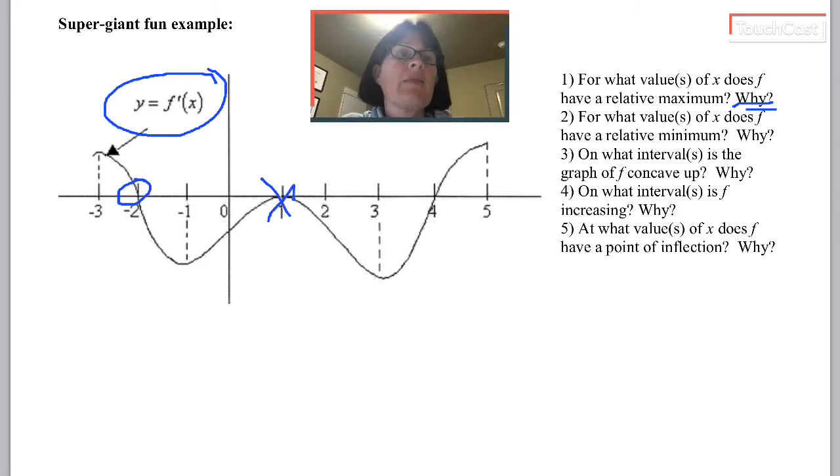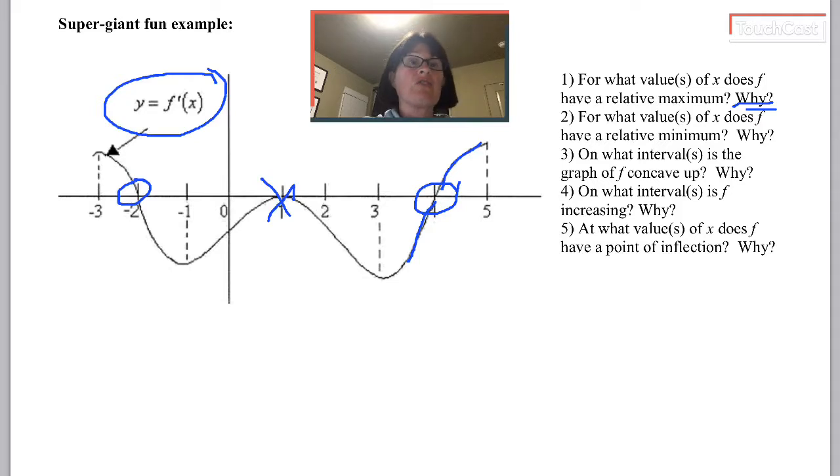Here, f prime was 0, so f has a critical point. But f prime does not change from positive to negative, so that's not the location of a relative maximum. Here, f prime changes from negative, being below the x-axis, to positive, being above the x-axis. So that's going to be my answer to number 2, the place where f has a relative minimum, because f prime changes from negative to positive.